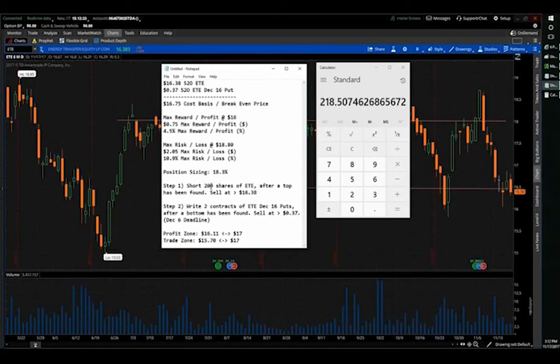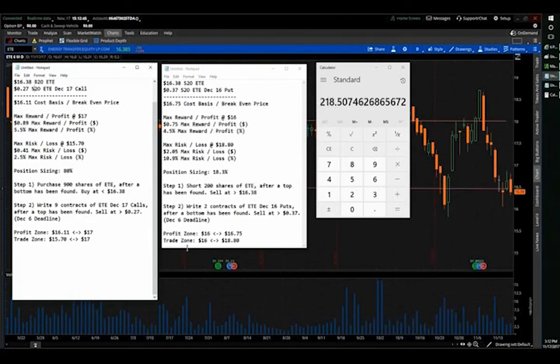What's our profit zone? Our profit zone is anywhere from our $16 exercise price up to our cost basis of $16.75. What's our trade zone? Our trade zone is anywhere from our exercise price up to where we would get bailed out at $18.80. Now, you compare these two, and remember, we're going to do the same thing, leg into these. So these numbers are basically lines in the ground, and we're only going to get better. We're going to reduce our risk in both cases. We're going to increase our profit in both cases.